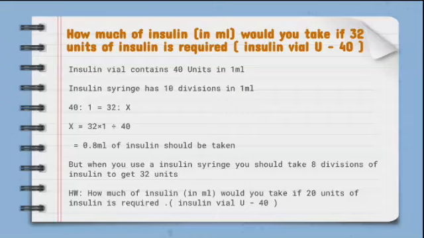So here there is a homework, you can do it in your notebook. How much insulin in ml would you take if 20 units of insulin is required? So try it the same way. Every insulin vial has U equal to 40 units, that is 40 units per ml, and we need 20 units to administer to the patient. So how many divisions do you take and how many ml do you take? Check your answer by doing this.